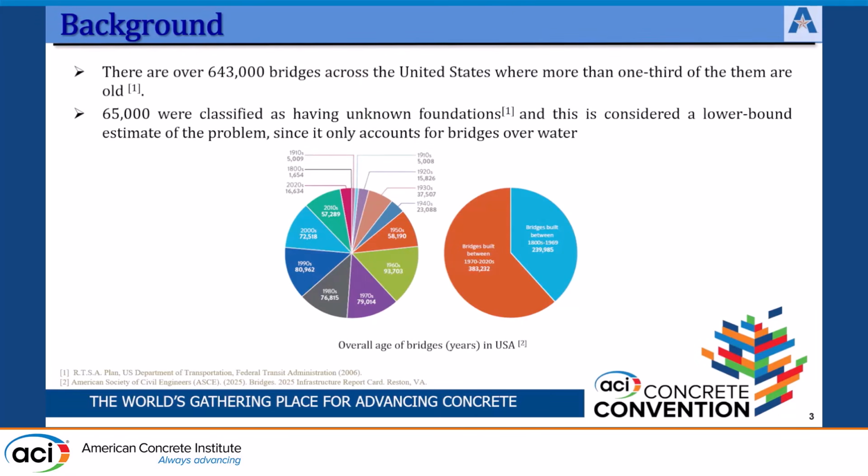Starting with the background, as we may know, there are more than 500,000 bridges in the United States, where one third can be said to be old bridges. Among them, around 65,000 bridges are called unknown foundation. That means we don't have any records of the foundation data. It is also a lower bound because we are focusing on these 65,000 bridges since they are over water.